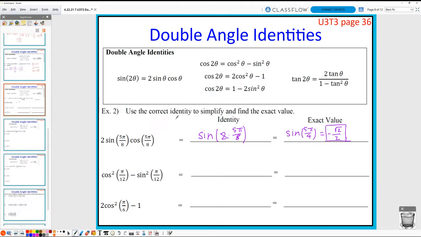Cosine squared minus sine squared, that's what I have right here. So that's the same thing as cosine of 2 times the theta here, which is pi over 12. This is going to cancel as well, leaving me with 6. So this is the same thing as cosine of pi over 6. And cosine of pi over 6 is, of course, root 3 over 2.